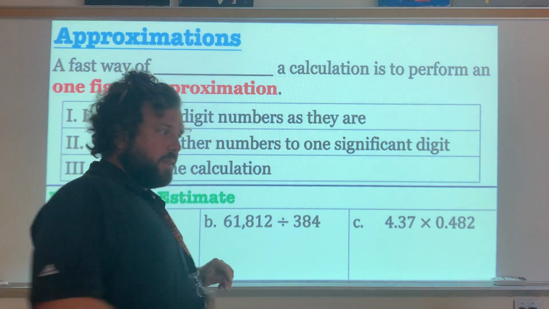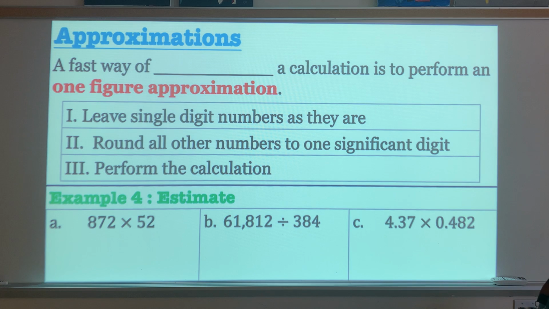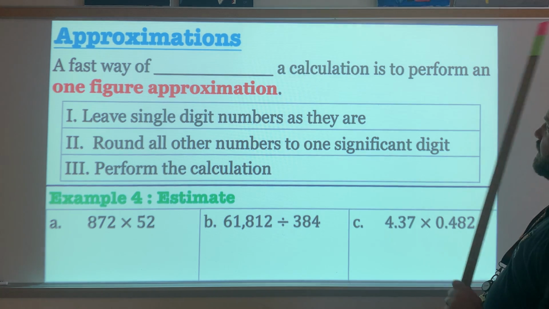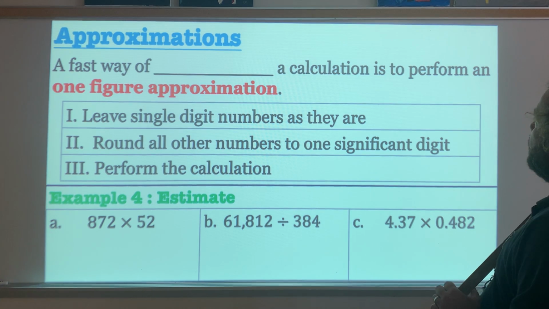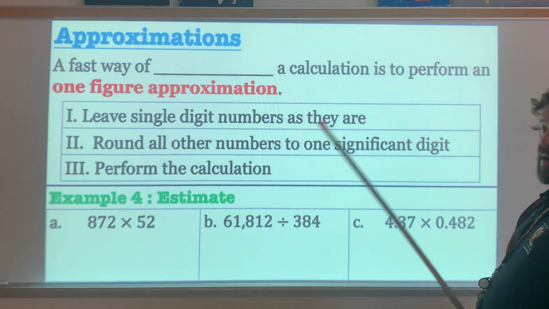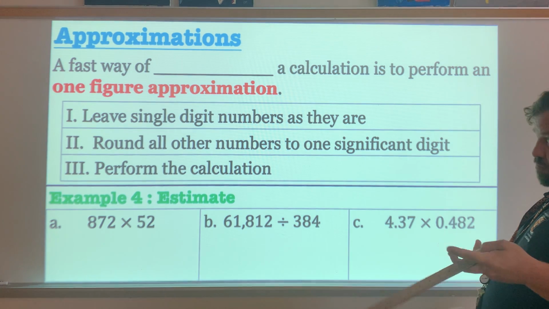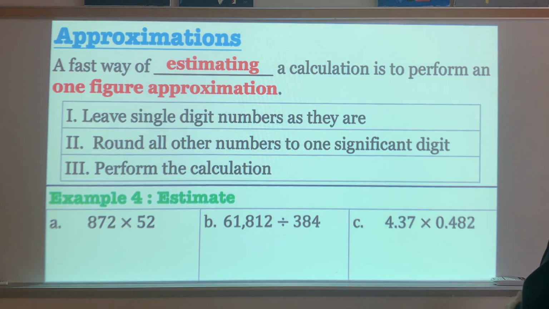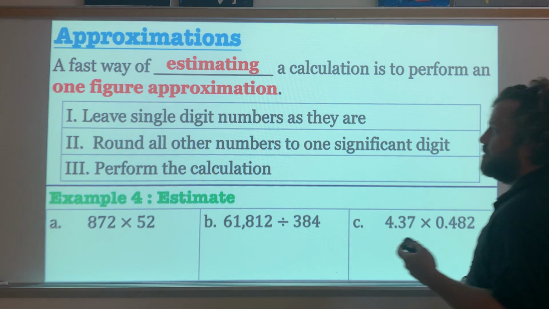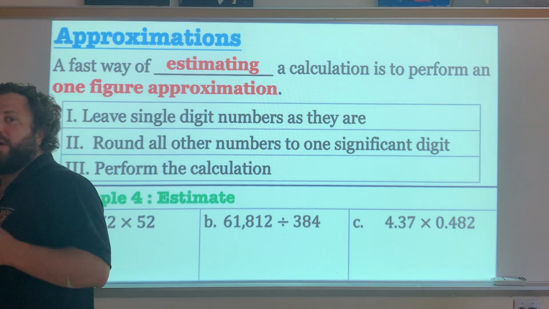Remember, when I point there, just yell out your answer. Approximation is a fast way of estimating a calculation. A calculation is performed in one figure approximation. So what this means is you're going to have to do a couple things.